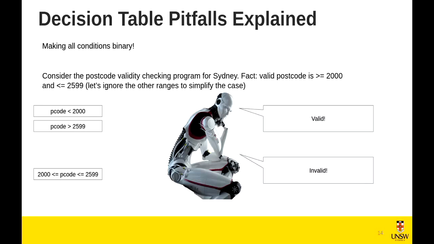But you may try to argue that, since both of them are related to invalid behavior, can we merge these 2 conditions together? Can we have this? P code is smaller than 2000 or larger than 2599. And this will still go to invalid, right? This condition here.